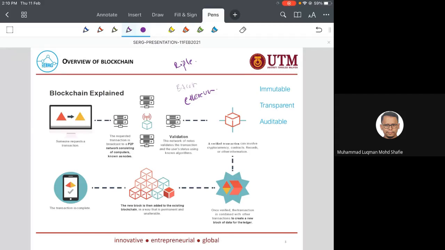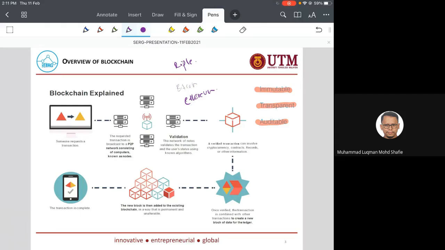So the blockchain has three main criteria. We call the first one immutable, the second one transparent, and the third one auditable. Immutable means that once the transaction is recorded into the block, nobody can change it. So the security is very high. I can say it is almost impossible to be hacked at the back end level.